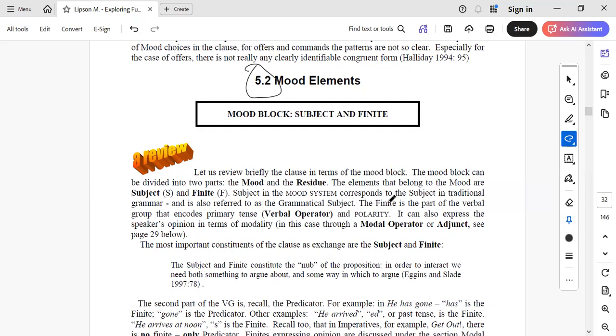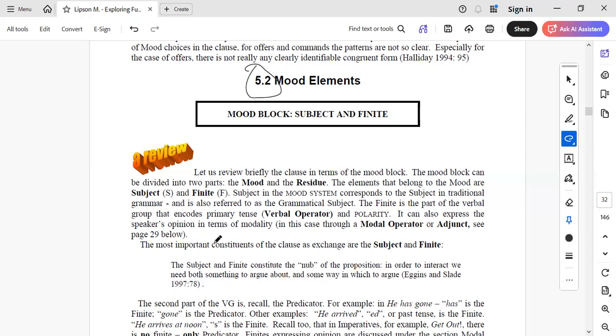The elements that belong to the mood are subject and finite. Subject in the mood system corresponds to the subject in traditional grammar, right? And is also referred to as grammatical subject. The finite is the part of the verbal group that encodes primary tense, verbal operator, and polarity. It can also express the speaker's opinion in terms of modality, in this case, through a modal operator or adjunct.